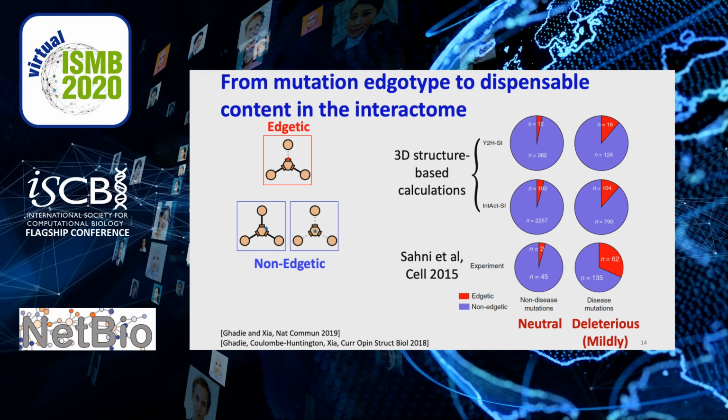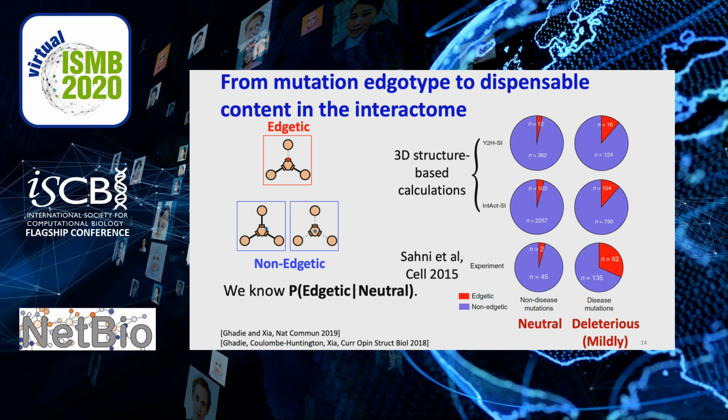Well, we can safely assume that common non-disease mutations are neutral and that Mendelian disease-causing mutations are deleterious. In fact, disease mutations are probably mildly deleterious on average because there are also embryonically lethal mutations which are strongly detrimental, but they rarely show up clinically as disease mutations. If we make these assumptions, then the pie charts shown here tell us the probability of neutral mutations being edgetic, that is P of E given N.